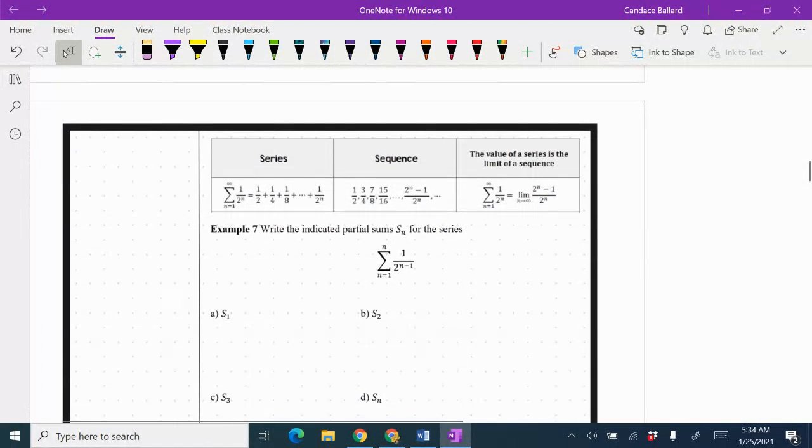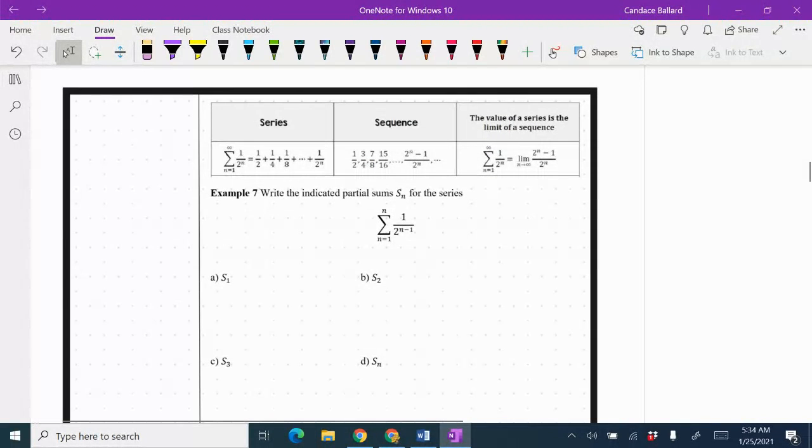So just looking at a series. First of all, a series is when we add the terms of a sequence up, whereas a sequence is just a list of terms. And then to find the value of a series, and not all of them necessarily have a value, to find the value, that's where we take the limit.